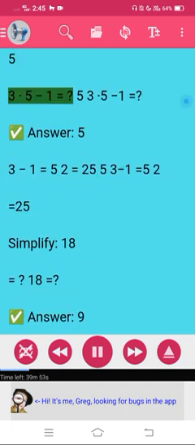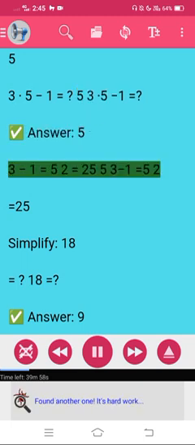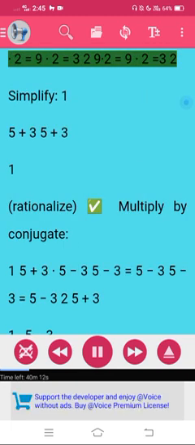5³ · 5⁻¹ = 5³⁻¹ = 5² = 25. Simplify √18 · √2: √18 · √2 = √36 = 6.